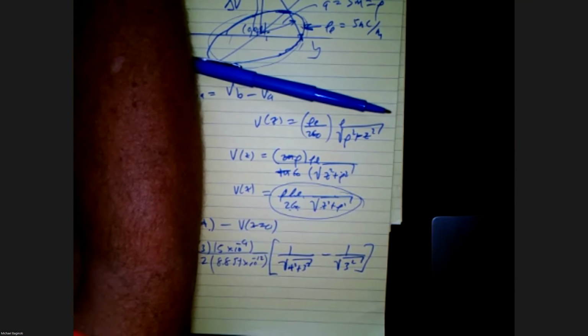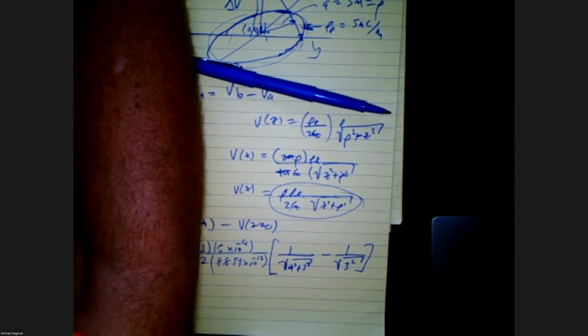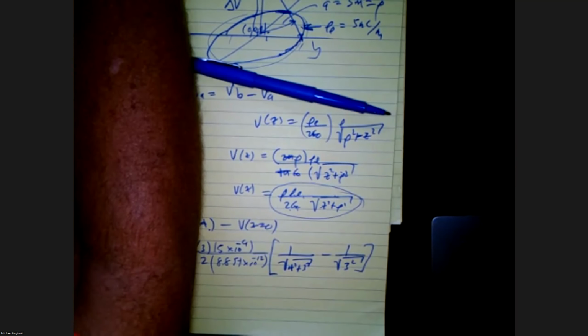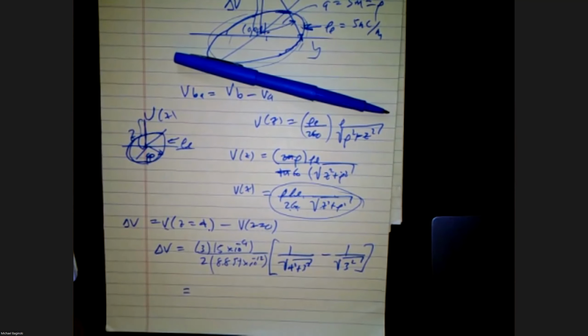Give me one second. If you're calculating it, just tell me what you get. I got minus 113, which is what he got too. Oh, did he? Okay.